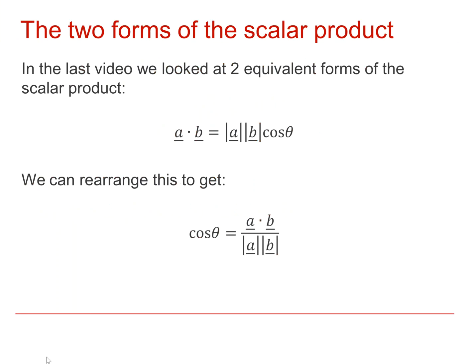In the last video, we found two equivalent forms of the scalar product. A dot B, where you multiply the components of the vectors together and then add them up, is the same as the magnitude of A multiplied by the magnitude of B multiplied by cos of the angle between them. We can rearrange this to find cos theta and then theta.